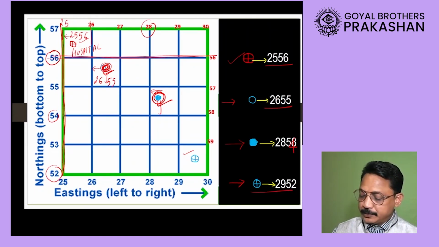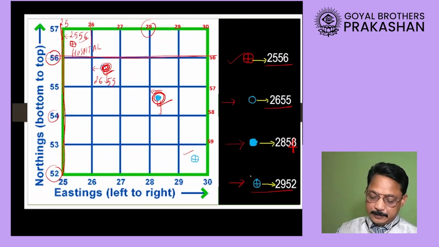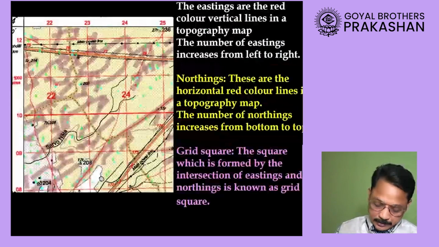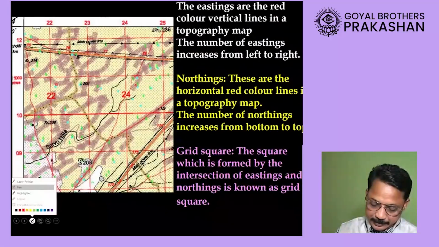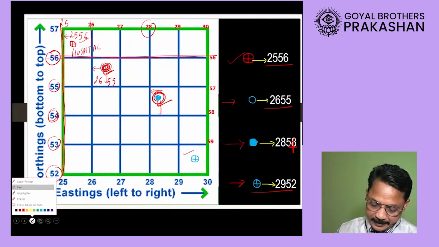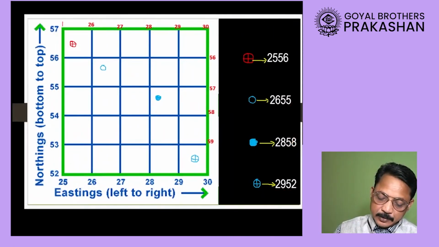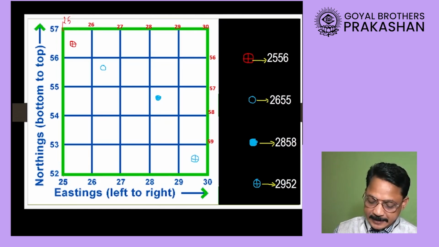And similarly, finally we have 2952. So dear students, in this way we are able to identify the location of the places. Please remember, we have to look at these eastings and northings numbers in order to locate them. I repeat, we have to look at the number of eastings and we have to look at the number of northings in order to locate the places.